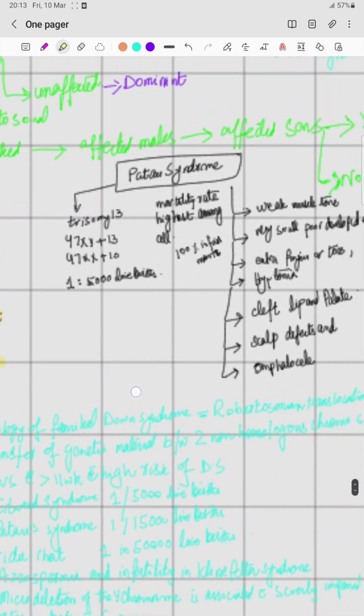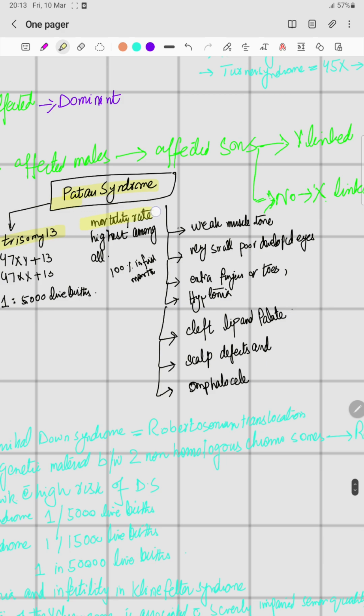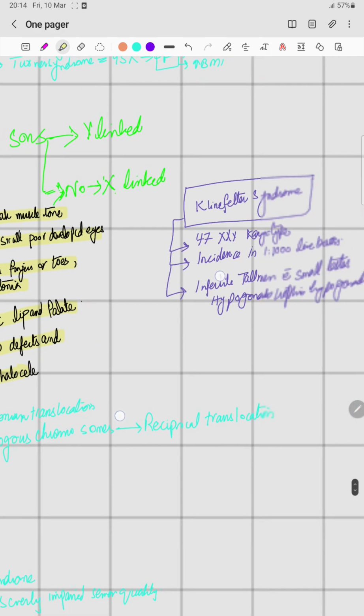The next important syndrome is Patau syndrome, also called trisomy 13. P is for puberty, and 13 is when puberty mostly occurs. It has the highest mortality rate among all the trisomies, with 100% mortality in the first month after birth. The other symptoms include weak muscle tone, very small poorly developed eyes, extra fingers or toes, hypotonia, cleft lip and palate, scalp defect, and omphalocele.